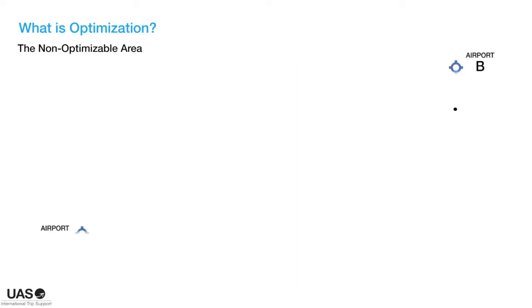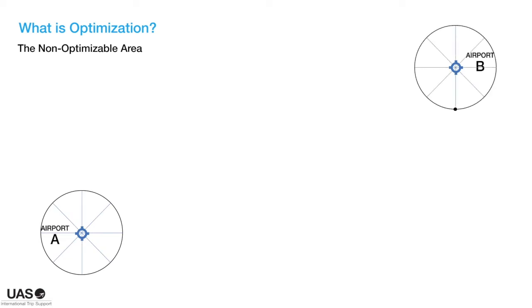But the real question is, is the entire flight from Airport A to Airport B optimized? Well, not technically. So what we have here is Airport A and Airport B. We're going to draw departure and arrival areas shown in 45-degree swaths.